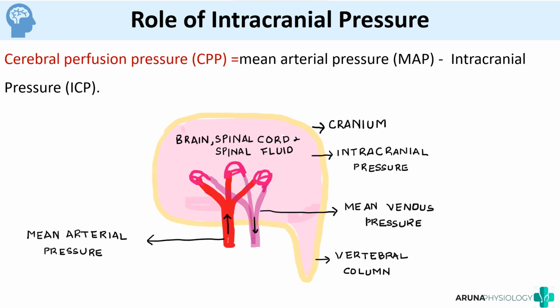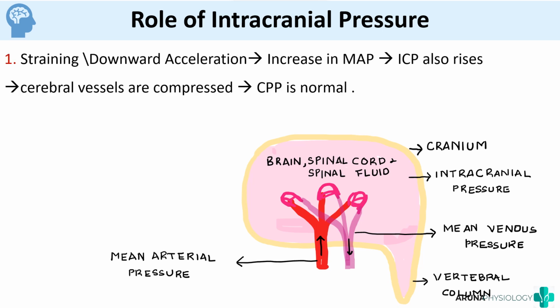So see, there is a term called cerebral perfusion pressure or CPP. Cerebral perfusion pressure means the pressure by which the tissues are perfused by the cerebral blood flow. So the formula for that is mean arterial pressure minus intracranial pressure. So there are certain conditions in which our mean arterial pressure can be elevated. So in such conditions, we will see how the intracranial pressure will help to regulate such scenarios.